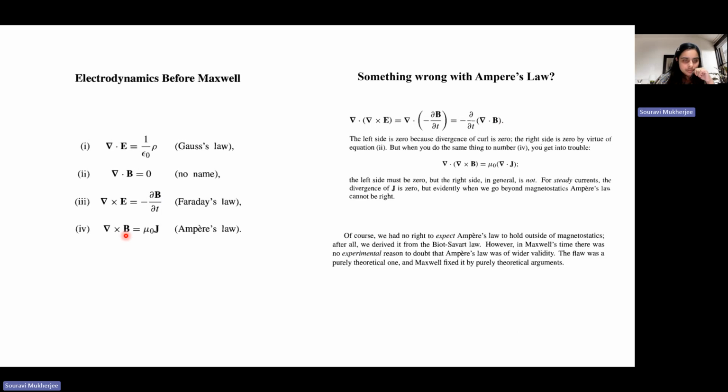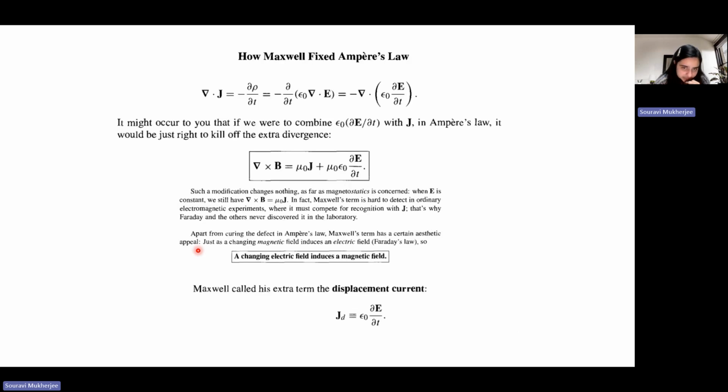But for the fourth case, divergence of curl of B going to 0 always implies that your divergence of J should always be 0. But there is no particular reason for us to consider that your J will always be divergenceless. For a magnetostatic case, yes. But what happens when we are not in the magnetostatic regime? There, your J can have a net non-zero divergence, right? So there, the identity will not be satisfied. So that led to the fact that this last equation needs some modification. Okay, and that's what Maxwell did.